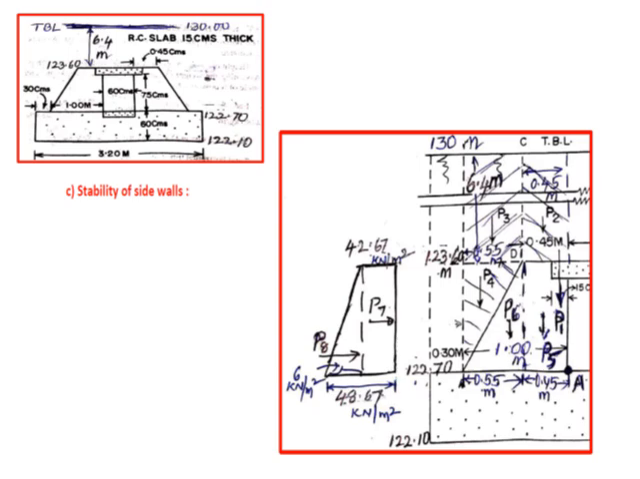Similarly, weight of the earth, which is P3. So again the triangular portion is P4, and similarly we have the weight of the concrete here. This portion is P5, and similarly the triangular portion of the concrete is P6.